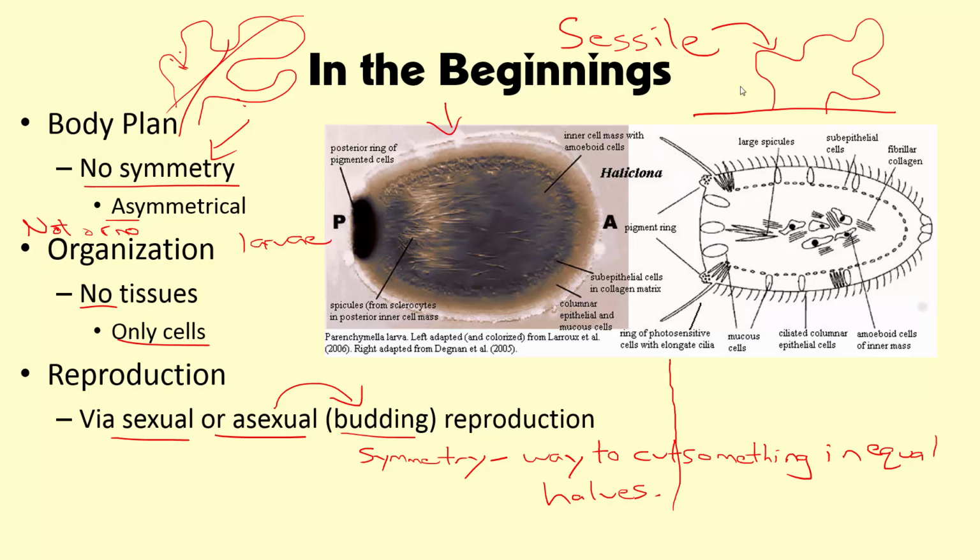Okay? So to be an animal, you must move at some point. And sponges move when they're babies, called larvae. They are sessile, or no movement, when they are adults. They attach themselves to a rock face or a coral bed or the sea floor.